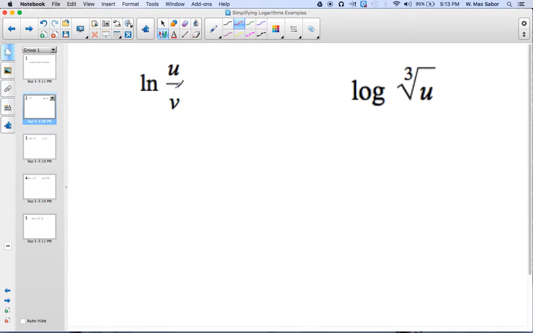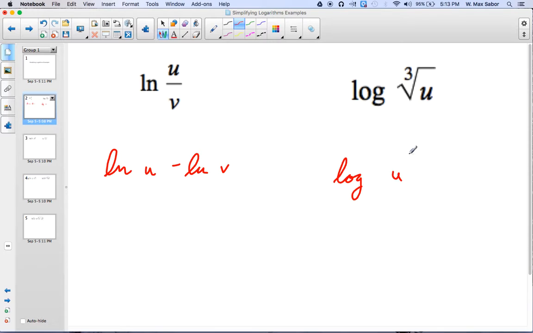So the first thing that you should know is that division or multiplication get turned into addition and subtraction. And these should be the same rules that you know from your exponent rules. So we can just write this one as the natural log of u minus the natural log of v. And if they were multiplied together, we'd say that they are added together. This is one of the basic rules.